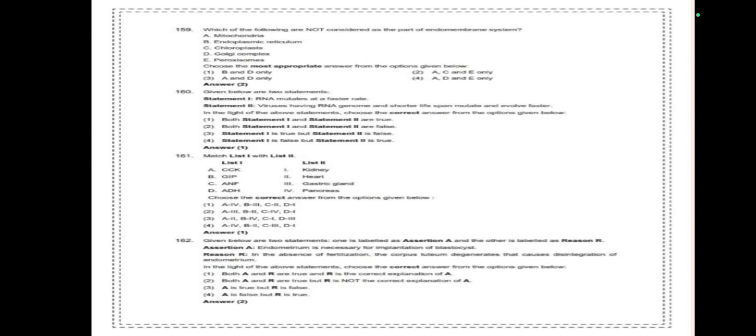Question number 162. Given below are two statements. One is labeled as assertion and the other is labeled as reason. Assertion: endometrium is necessary for implantation of blastocysts. Reason: in the absence of fertilization, the corpus luteum degenerates, that causes disintegration of endometrium. In the light of the above statements, choose the correct answer from the options given below. Answer is 2. Both A and R are true, but R is not the correct explanation of A.